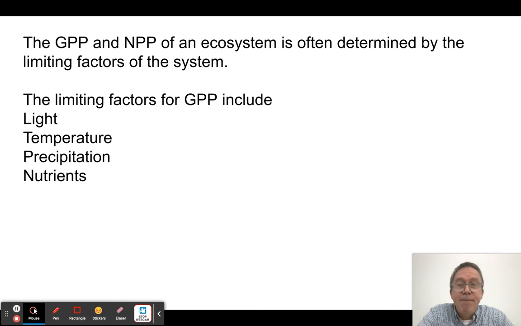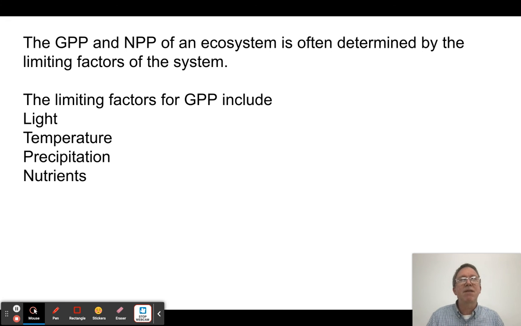Now, GPP and NPP of an ecosystem are often limited by the availability of certain things. We call these things that can be in limited supply limiting factors. The limiting factors that most often put caps on the productivity of a given ecosystem are light and temperature. If it's too cold, you can't have photosynthesis. If there's not enough light, you can't have photosynthesis. Precipitation: water is a crucial part of the equation for photosynthesis. And the other one is nutrients, because you can't build cells if you don't have nutrients.